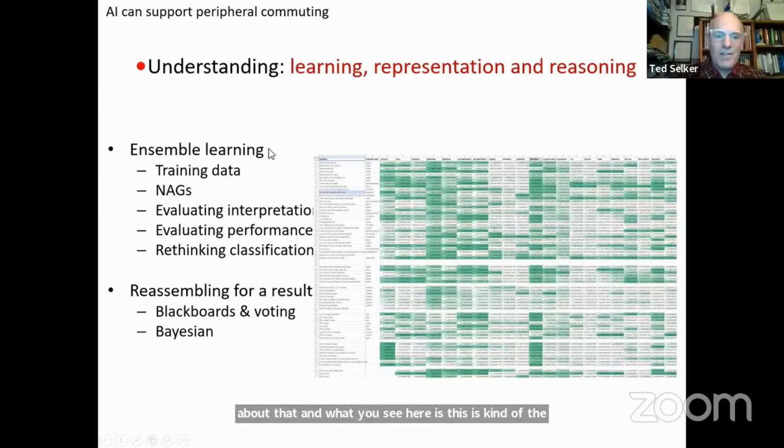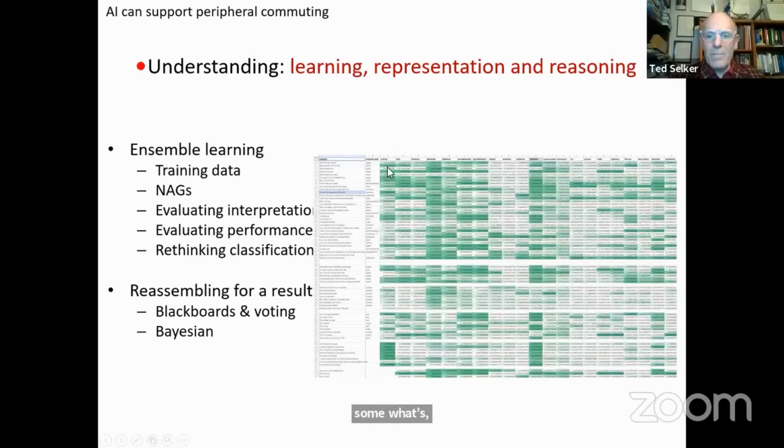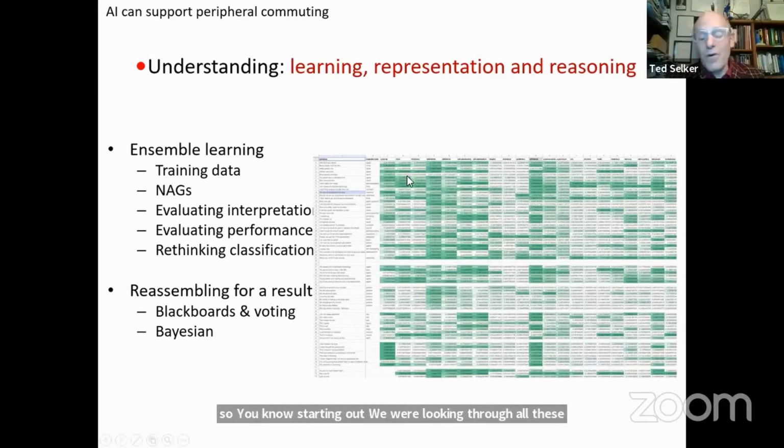We tried to start doing this in what's called ensemble learning, and this is a bunch of the different things we were training sentences for. And here's some of the things we were training for: ageism, sexism, racism, and so on, positive, deferential. And so, starting out, we were looking through all of these and deciding how good we were at evaluating each of these things.